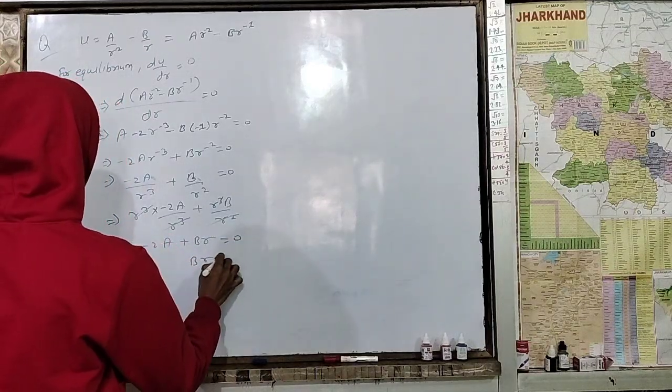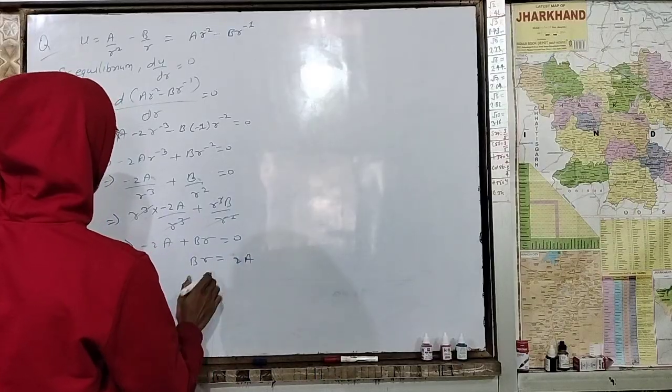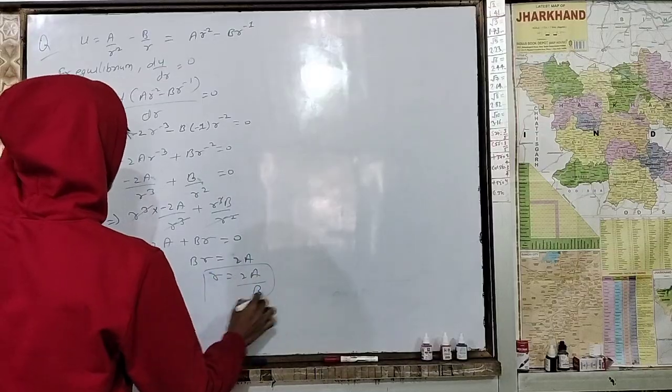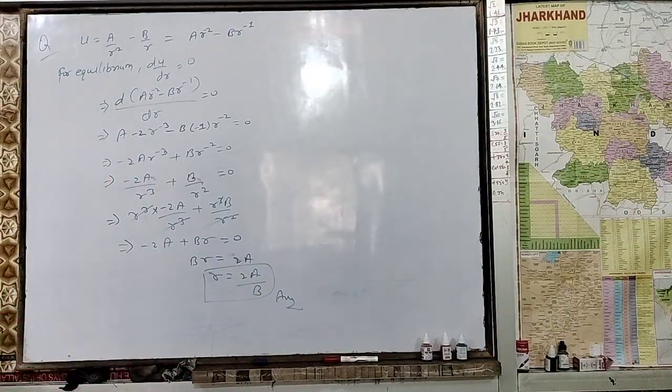Okay, BR is equal to 2A, and R came as 2A upon B. This is our final answer. Now your work is to see how R came over here.